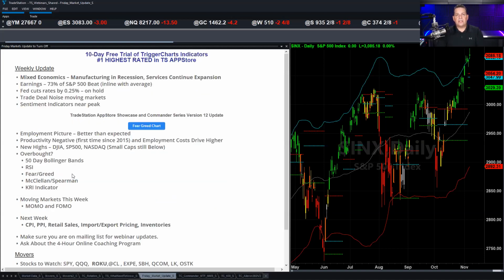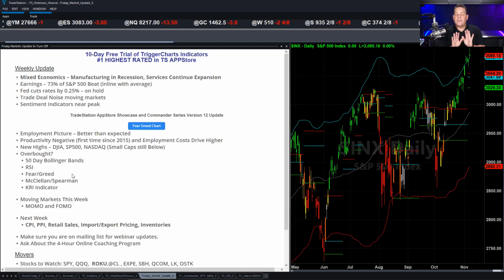The employment picture, better than expected. 128,000 added to the payroll, I believe it was. 3.6% unemployment rate. 128 may not sound good, but there was about 50,000 from the GM strikes that were actually taken off the rolls. Expectations were for 75,000 additions, so that's a lot better.